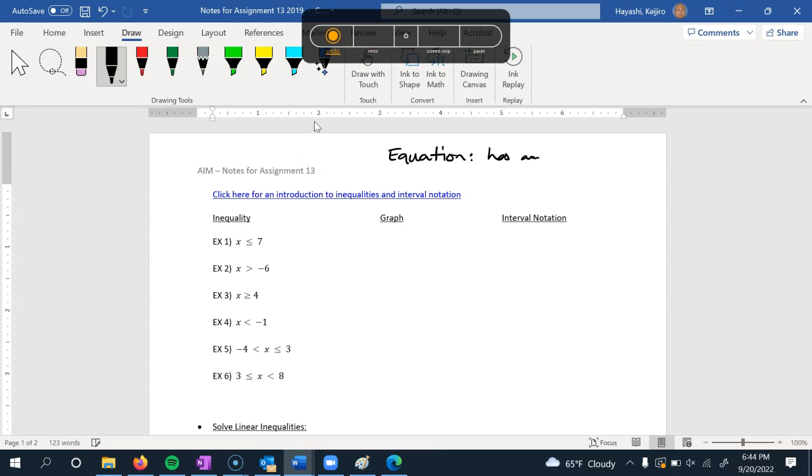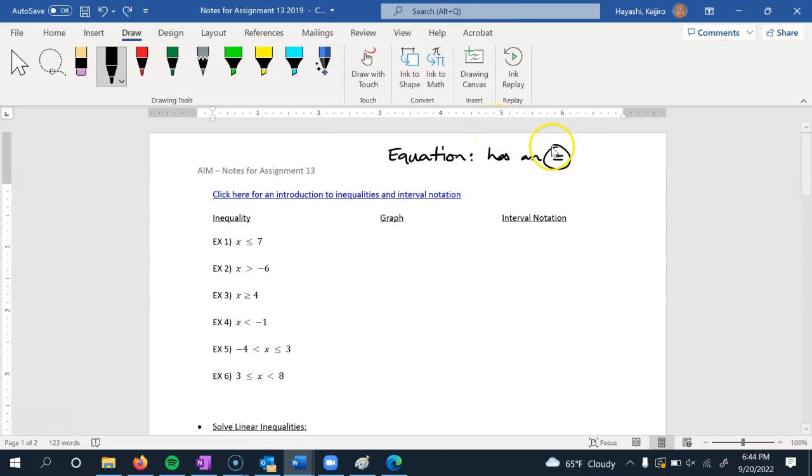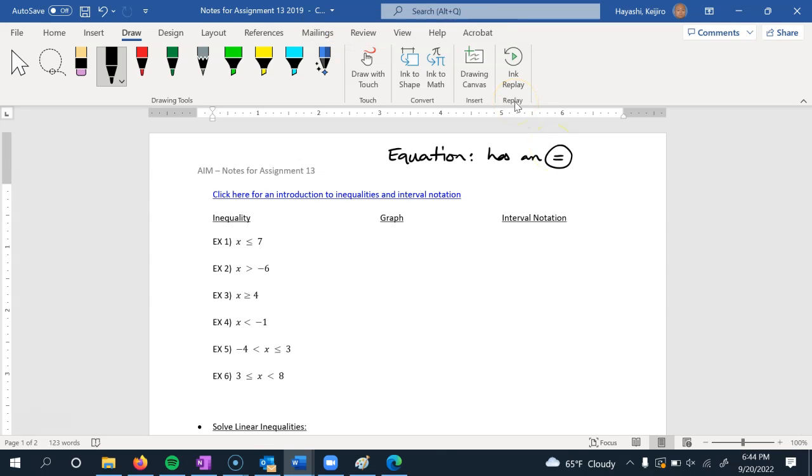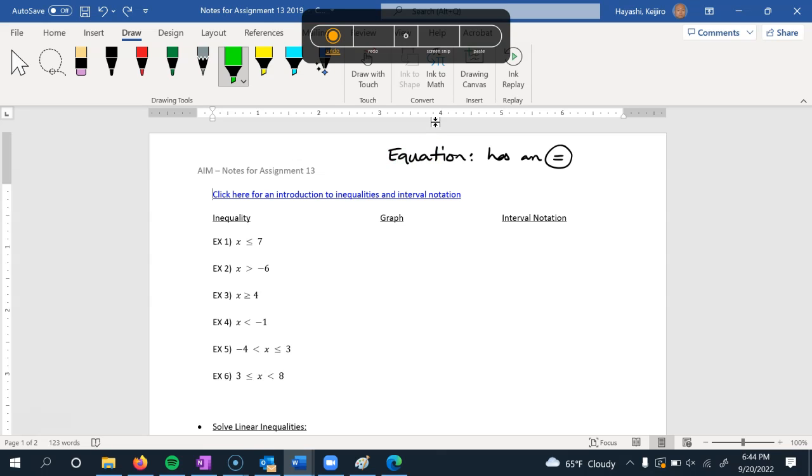Let's say it has an equal sign. Okay. So it's called an equation because it's literally saying that the two sides are equal. An inequality is very much like an equation, except instead of saying that two sides are equal, it's saying that the two sides are not equal in some way.